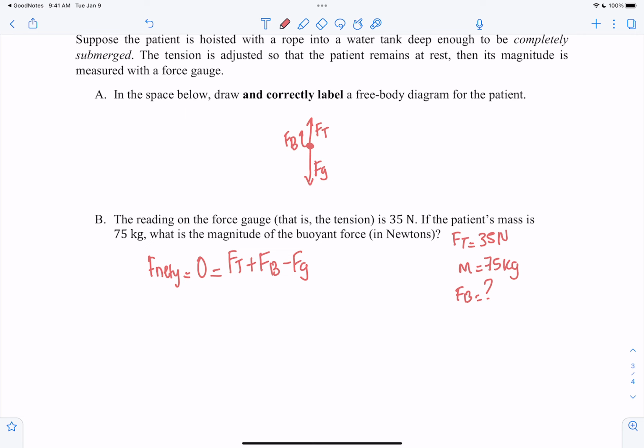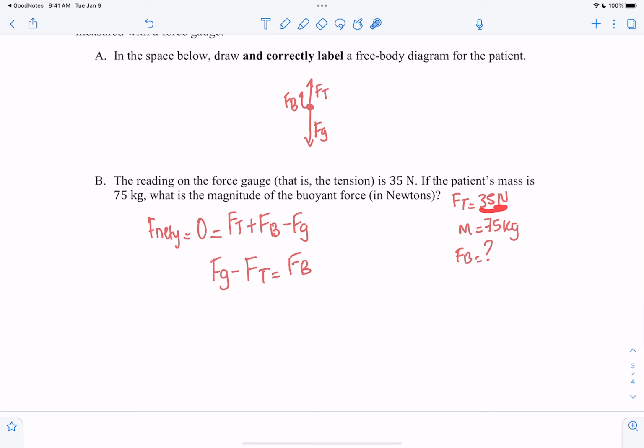And so this way we can isolate the buoyancy force. We can get Fg minus Ft is equal to the buoyancy force. We know that Ft is equal to 35 newtons. Fg can be easily figured out because Fg is equal to mg. We can take 75 kilograms, which is the mass, multiply it by the acceleration due to gravity, and that gives us 750 newtons. So 750 newtons minus the tension force, which is 35 newtons, should give us our buoyancy force. And that's equal to 715 newtons for our buoyancy force.